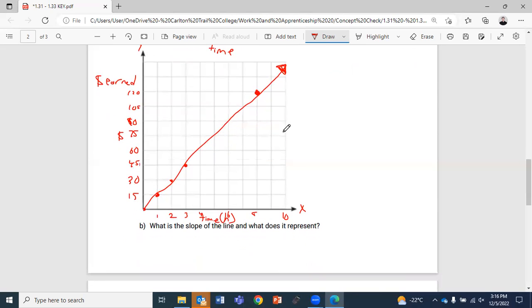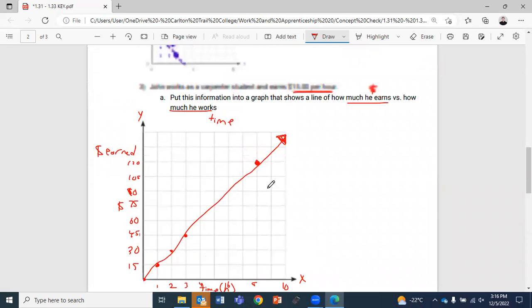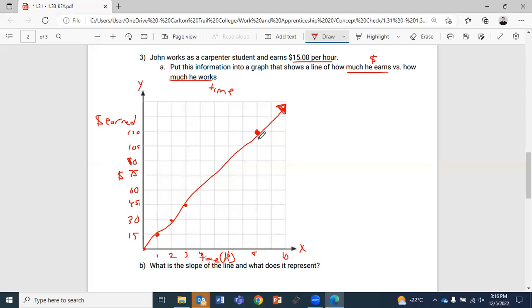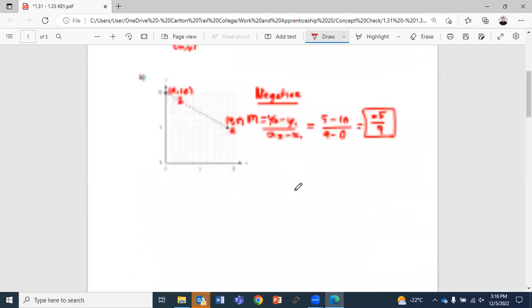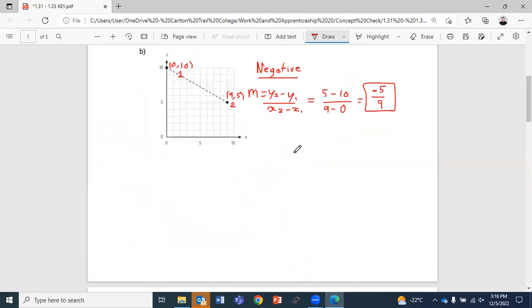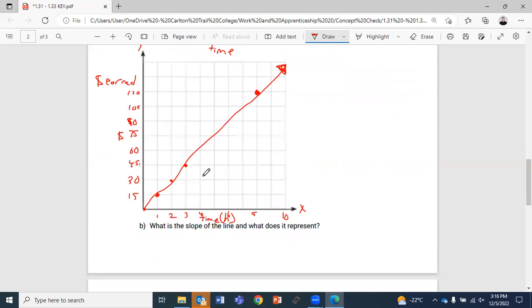Okay, so what's the slope of this line? Well, you could use that same formula up top, you could use this formula here to use 2 points here, like 0, 0, and 1 and 15 to figure that out. Or you could just look at it, right? I can see that for every one I go across, my slope is rise over run. Here, rise over run.